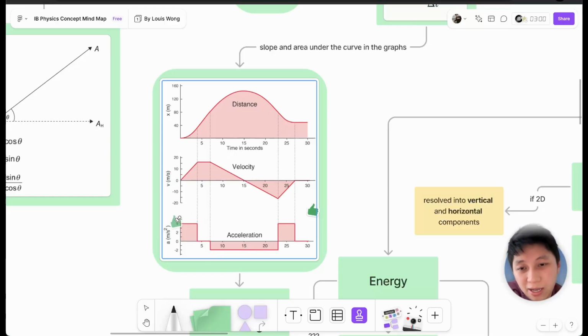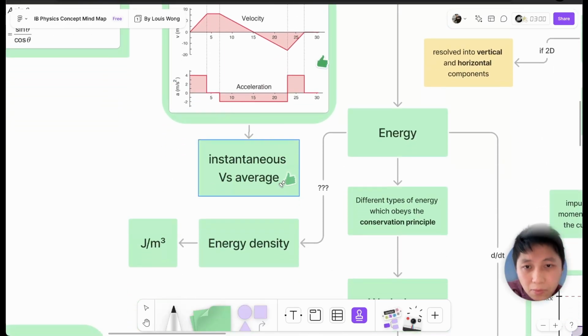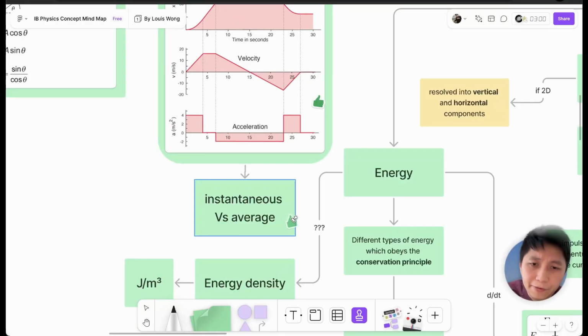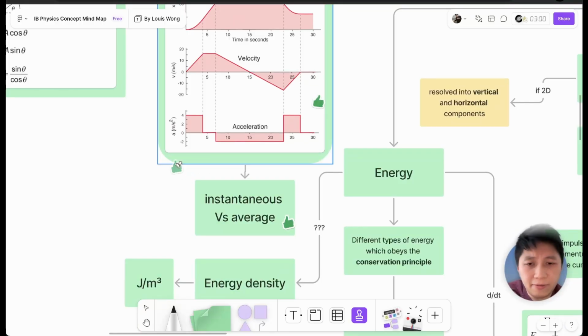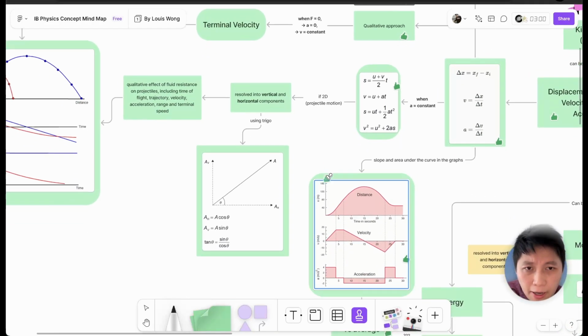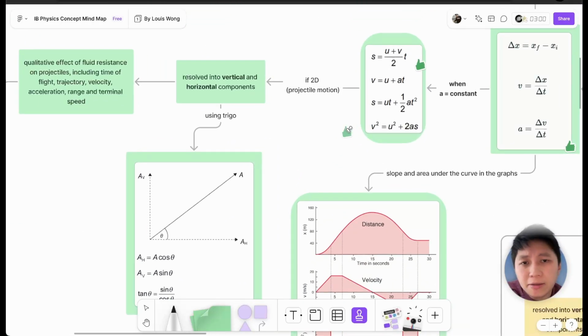So the area under the curve for the acceleration-time graph will be the velocity change, and the area under the velocity-time graph will be the change of displacement. At the same time, you are also required to know the difference between instantaneous and average. I suppose you know it. All right, and now you were probably learning about 1D, one-dimensional motion, so either left and right or up and down.